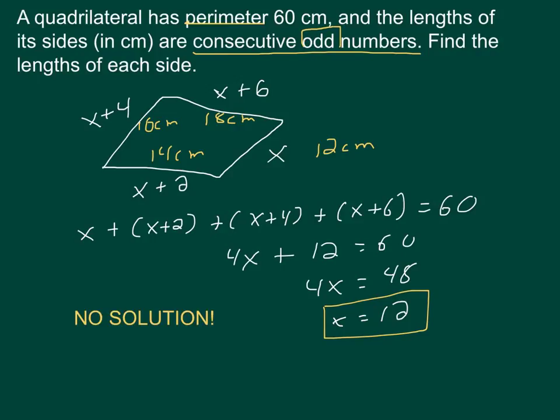There is actually no set of 4 consecutive odd numbers that will add up to 60. Only even numbers, 12, 14, 16, and 18. So this problem actually has no solution, which is an acceptable answer some of the time.